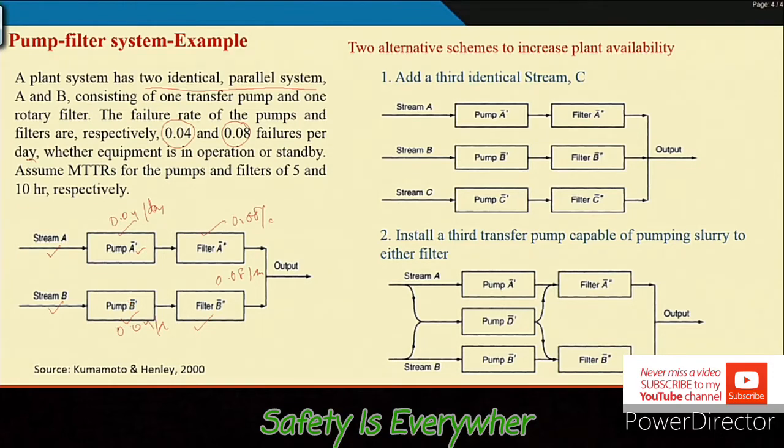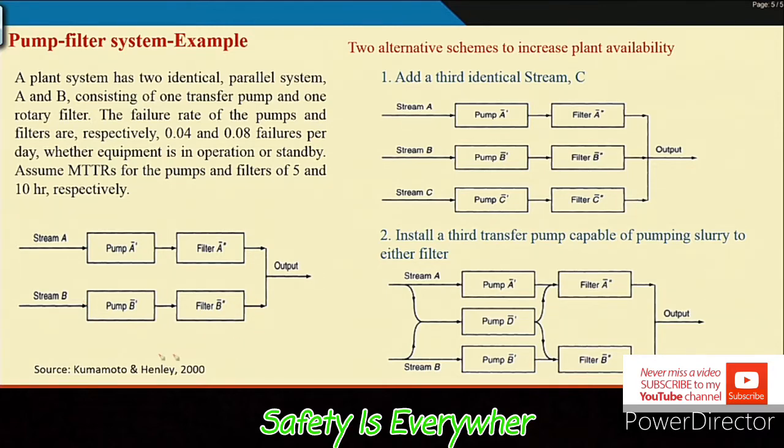Now as a plant engineer, your full output is possible only when both streams work. So the full output combination is both stream A and stream B, that means at least two parallel streams must work. Otherwise, if one of them works, then that gives you half output, and if none of them work, it gives you 0 output.